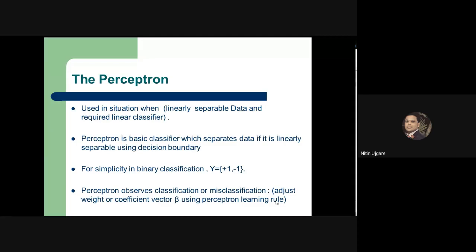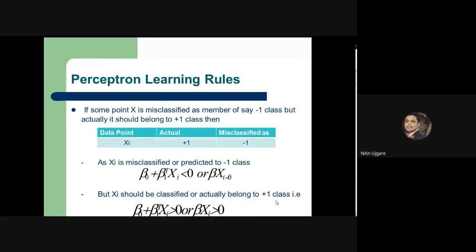So the perceptron learning rule enables your perceptron to correctly classify misclassified instances. Whichever instances are misclassified, what will we do? We will update the weight vector using some perceptron learning rule, and then we get a new decision boundary, and that linear classifier will perform the correct classification of the misclassified points.